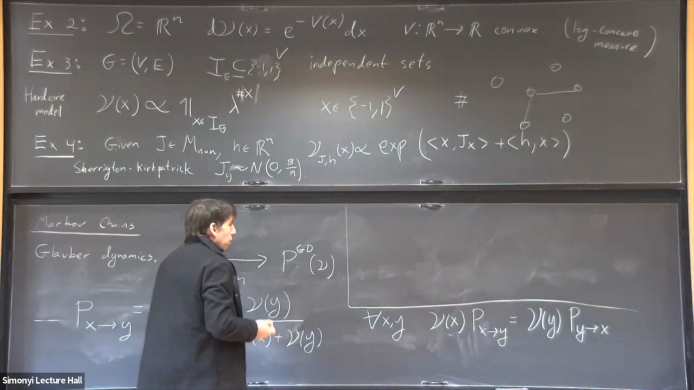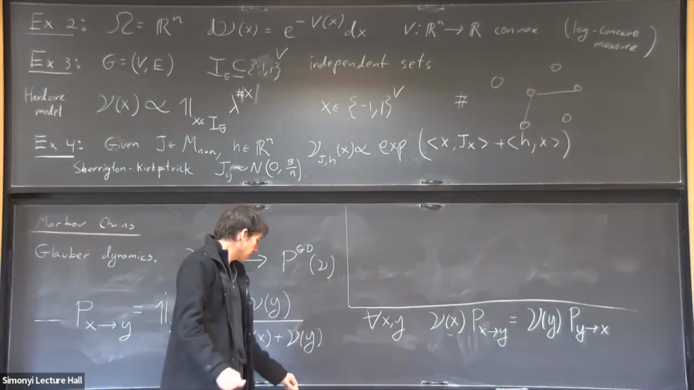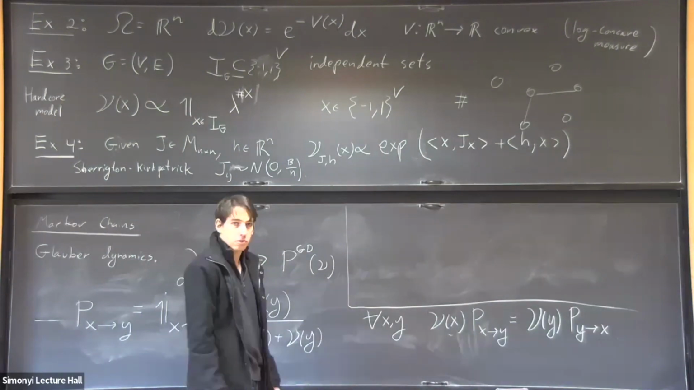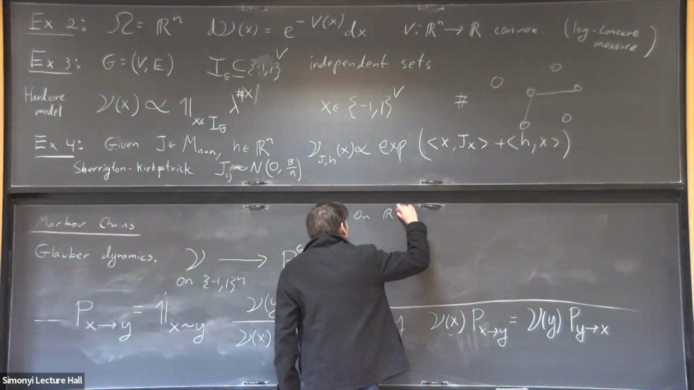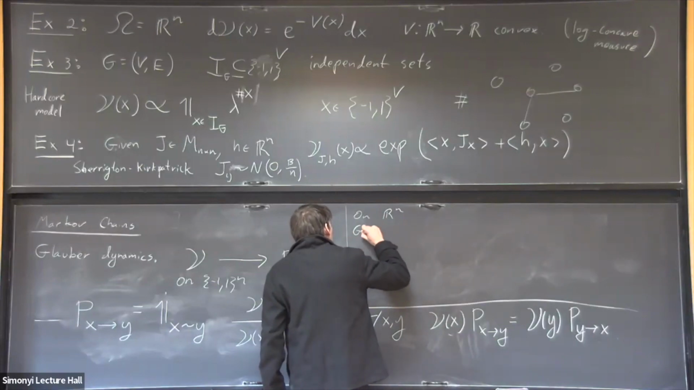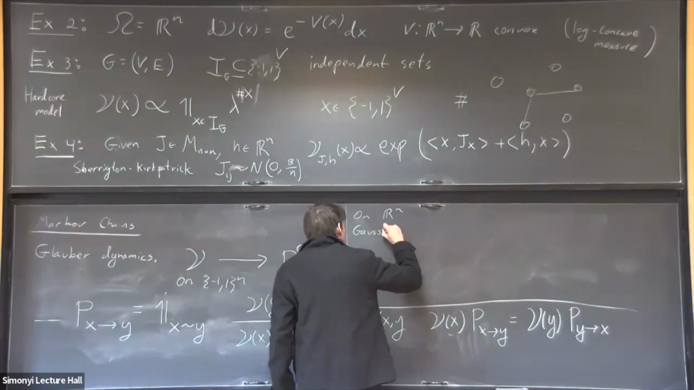So this is Glauber dynamics, and we have natural counterparts on R^n. On R^n, I'll just give you one example called the Gaussian walk.